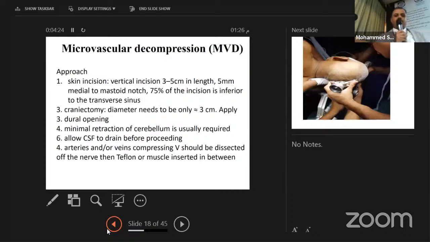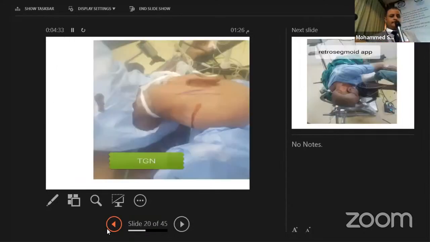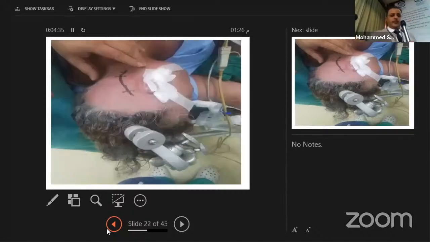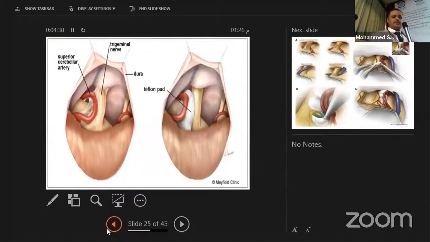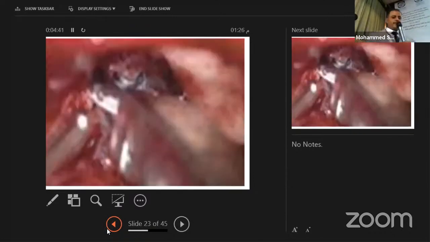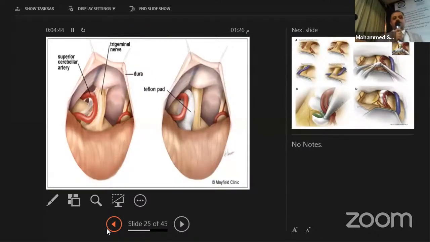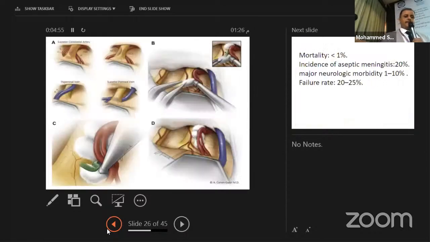A little about microvascular decompression: craniotomy, the approach as you see here, retrosigmoid approach, position as you see. The goal of this procedure is to decompress the trigeminal nerve from the vascular structure, either by using Teflon or muscle. The trigeminal nerve could be compressed by the trigeminal vein, by the superior petrosal vein, and by the superior cerebellar artery.